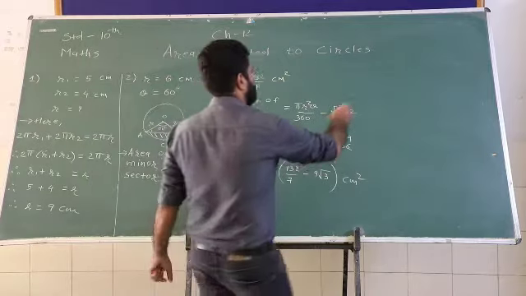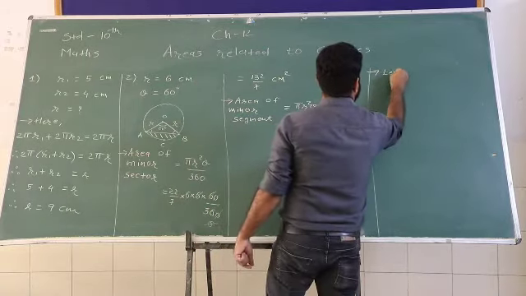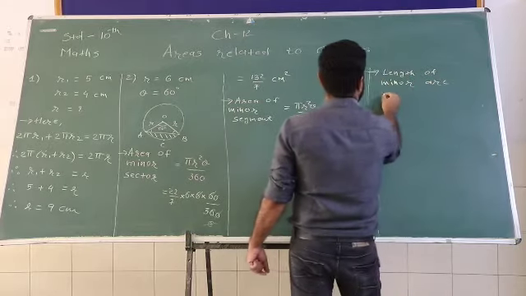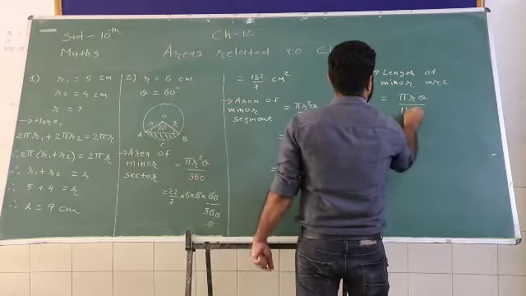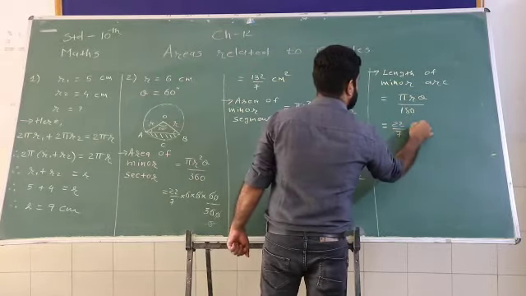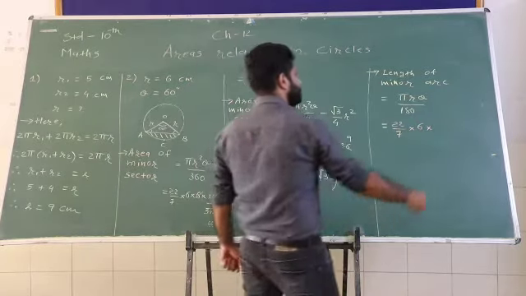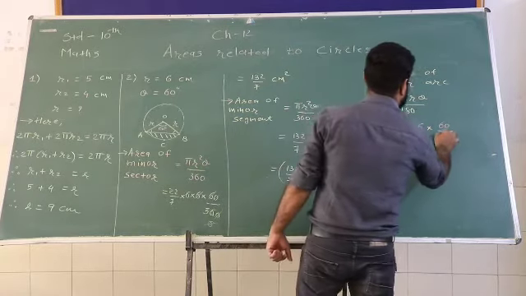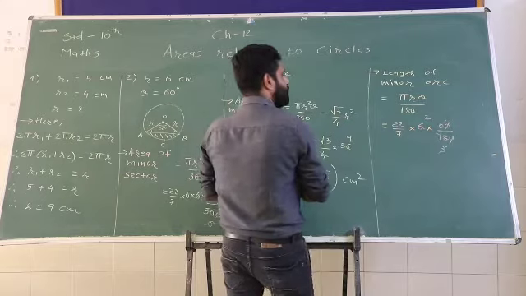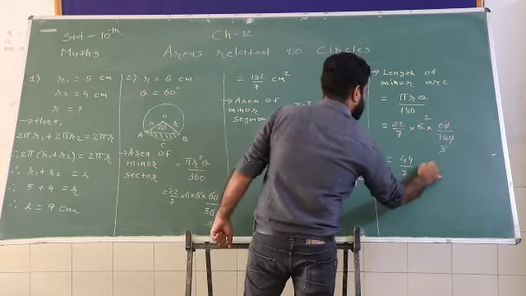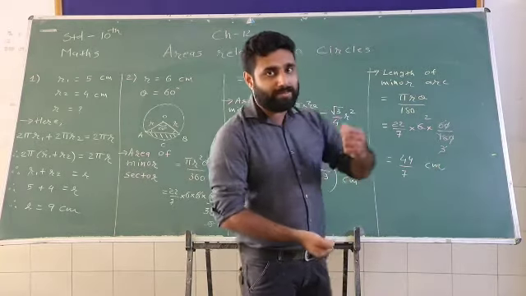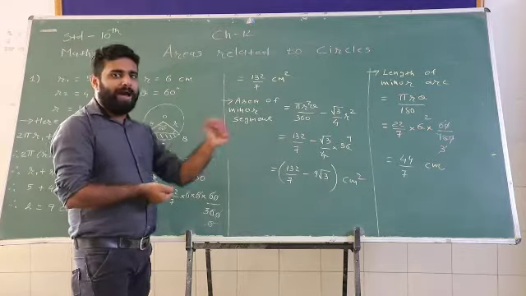Now let's find the length of this minor arc ACB. We know the formula, length of minor arc is pi r theta by 180. Putting all the values, pi 22 by 7, the radius given 6, theta is again 60 by 180. 6 3's are and 3 2's are. So that is 44 by 7 centimeter. It is the length, not area. So remember, the unit will be centimeter, not centimeter square. So that is the length of the minor arc.